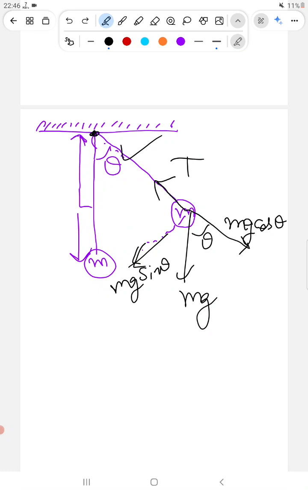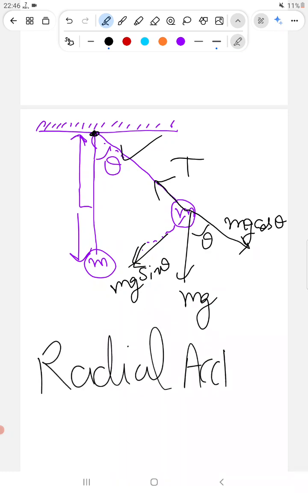There are two accelerations: one is the radial acceleration and the second one is the tangential acceleration.